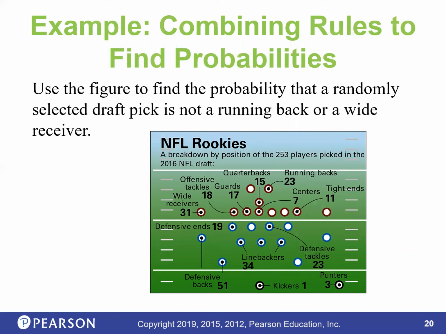So this is combining rules for probabilities here. This is the breakdown of positions of 253 players that were picked for the 2016 national draft. So by position, how many quarterbacks were picked? We've got 15 quarterbacks that were picked right here.